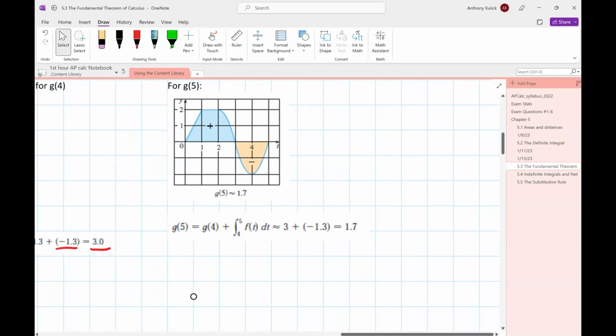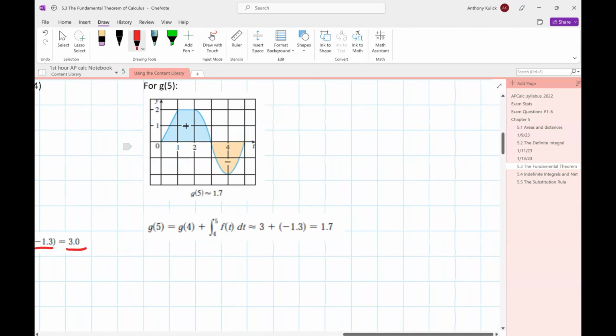So if I do g of 5, then I have some more area below. I remember up to here, that was 3. That's my g of 4. And then this area, again, I can just approximate it. Looks like that same negative 1.3. So 3 minus 1.3 is 1.7. Is everybody okay with kind of what we're doing? It's just like this g of x function is the area so far, right? The area up to that value of x. Does that feel okay?